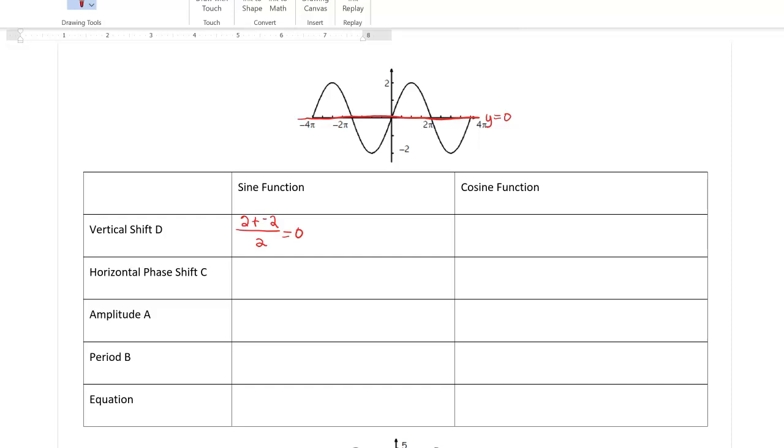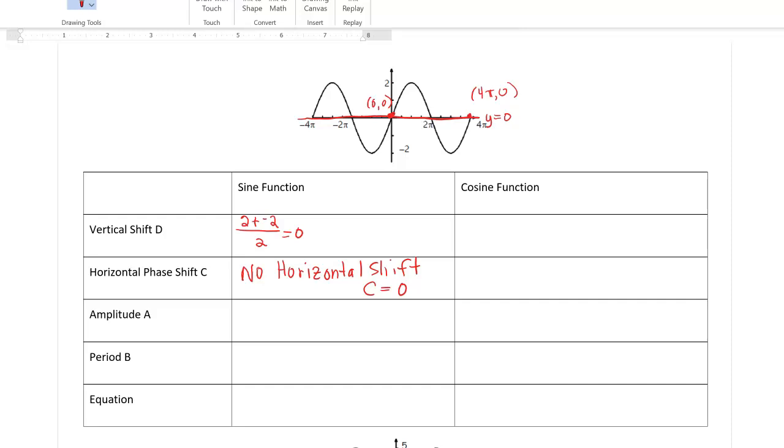Next, the horizontal phase shift. For a sine function, it's going to start at (0, 0), and the graph ends at (4 pi, 0). So the sine graph starts at 0, where it originally starts, so there is no horizontal shift. This means that the C value is equal to 0.